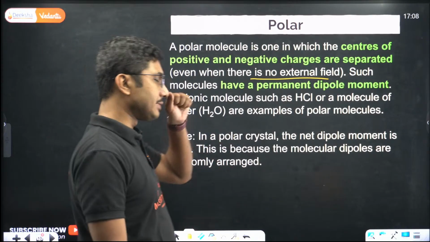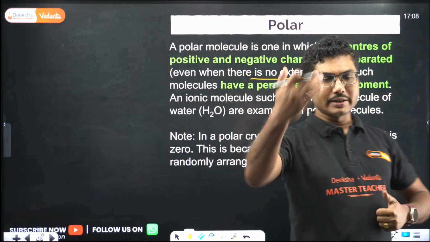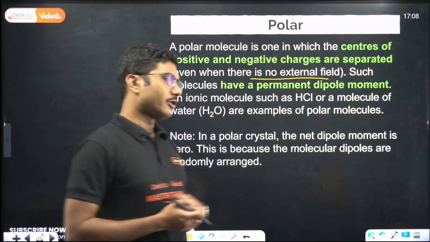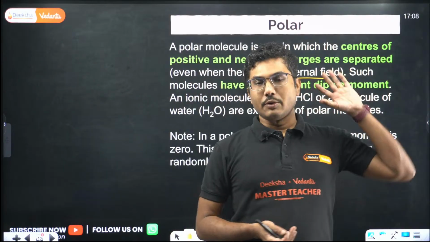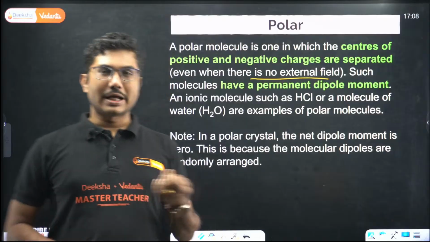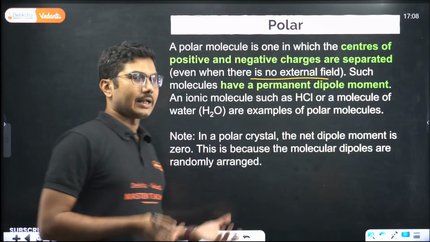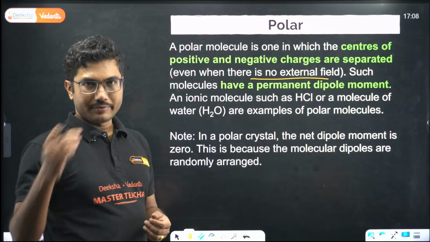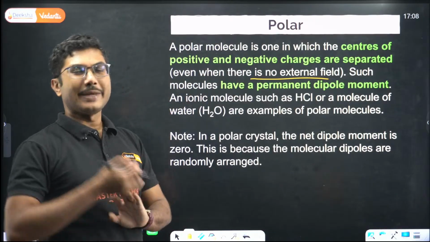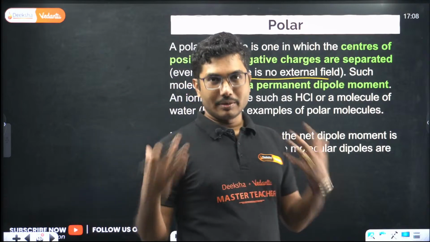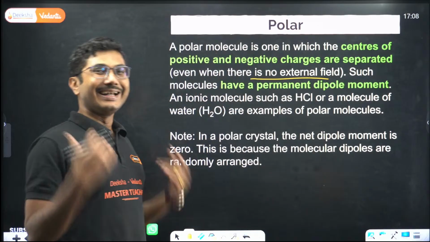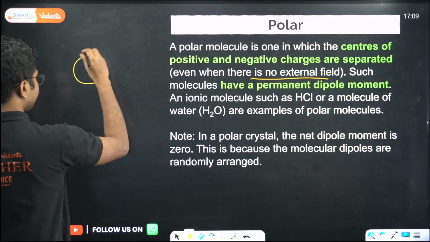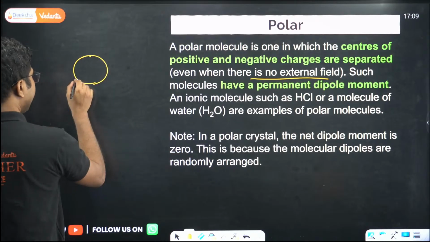I will come back to this later, but if you have studied the chapter on solutions, you have learned that water is a universal solvent. One property of water is that it is a polar molecule, so it can attract polar as well as non-polar substances. That's why water is one of the best solvents available to us. At that point of time you may not have been aware of what polarity is. Polarity means they have a net dipole moment. I take the example of water only. Water has an oxygen atom and 2 hydrogen atoms.